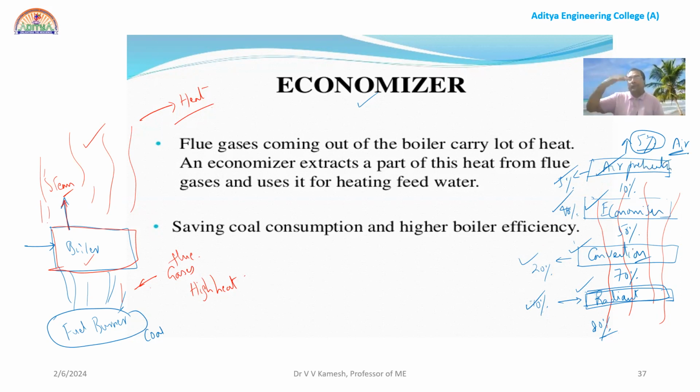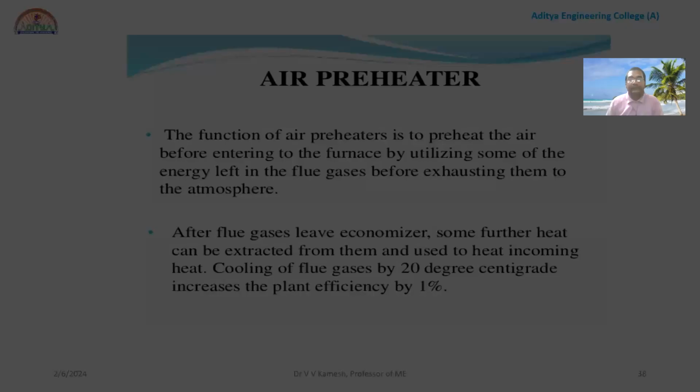So I am putting 4 or 5 systems, right? I can put another air preheater, another economizer. Finally, my aim is don't let your flue gases go out to the atmosphere with high heat. So extract more, because once you have heated air or heated water, your system will have high efficiency. In the economizer, the flue gases coming out of the boiler carry a lot of heat. An economizer extracts part of this heat from the flue gases and uses it for heating the feed water, saving coal consumption and giving high boiler efficiency.